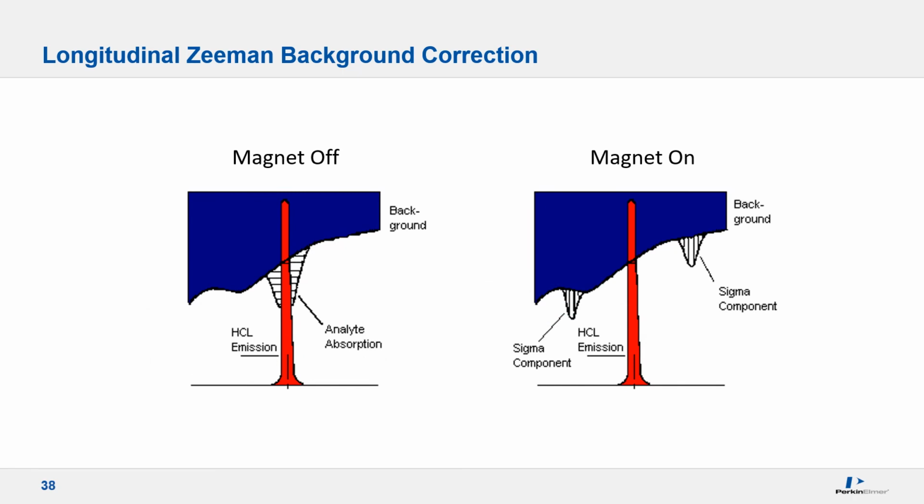Zeeman background correction uses the principle that the electronic energy levels of an atom placed in a strong magnetic field are altered, thereby changing the atomic spectra, which are a measure of these energy levels. It is based on the fact that in a normal pattern, ground state atoms split into three components, two of which, the sigma components, slightly migrate from the analytical wavelength. The third component no longer absorbs when the Zeeman effect is applied longitudinally, meaning the only component remaining that can actually absorb light when the magnet is on would be background.